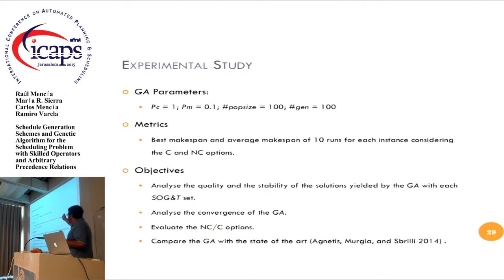Also, here we have the parameters of the genetic algorithm, and the metrics that we have is we measure the best and the average makespan of 10 runs for each instance, considering the cutting back and not considering the cutting back option. And the objectives that we have are analyzing the quality and the stability of the solutions by its SOG and T set, analyzing the convergence of our algorithm, evaluating which option is better, to cut back or not cut back, and comparing our algorithm with the state of the art.